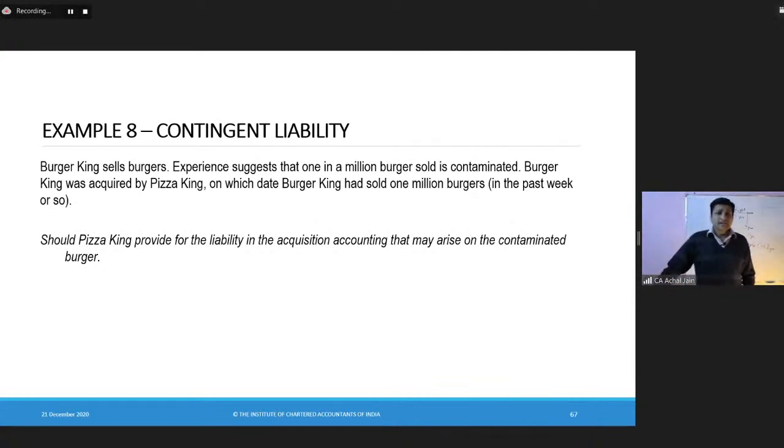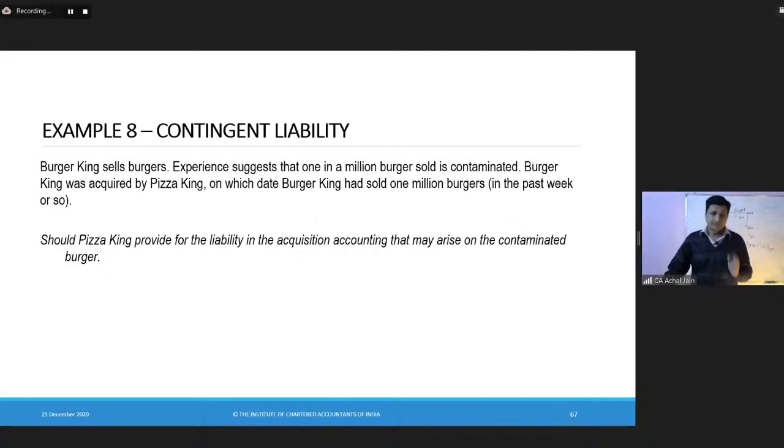Burger King sells burgers. Experience suggests that 1 in a million burgers sold is contaminated. Burger King was acquired by Pizza King. So it's a case of business combination. Who is the acquirer? Pizza King. And who is the acquiree? Burger King. On the date of acquisition, Burger King, that means the acquiree, had sold 1 million burgers in the past week or so.